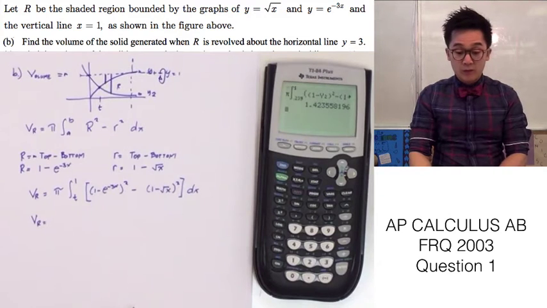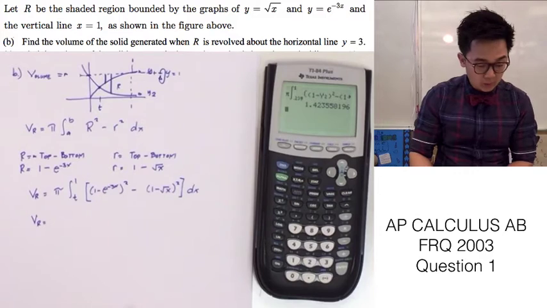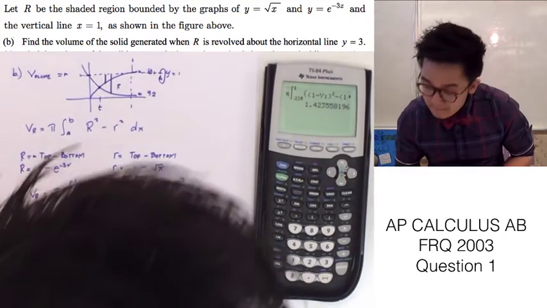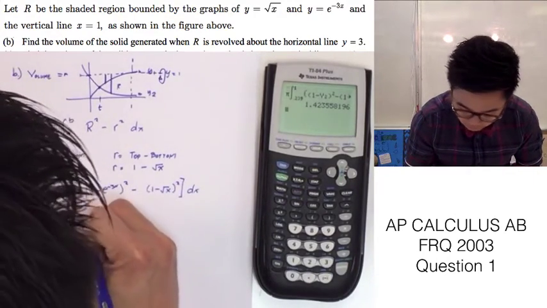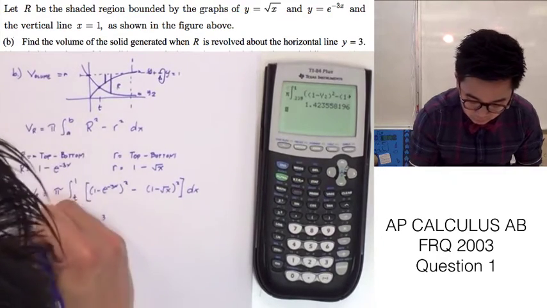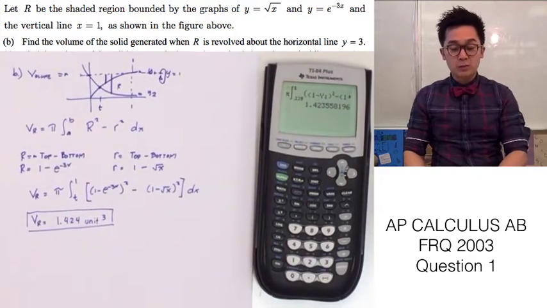And the volume of this region revolved around y equals 1 will be equal to 1.424 unit cubed. And this is problem letter B.